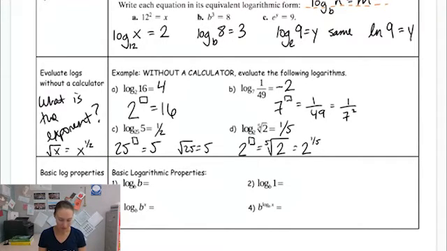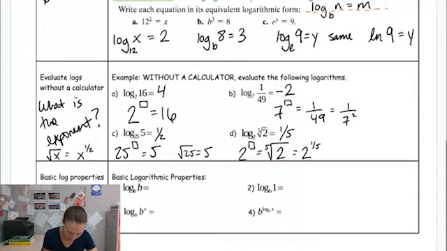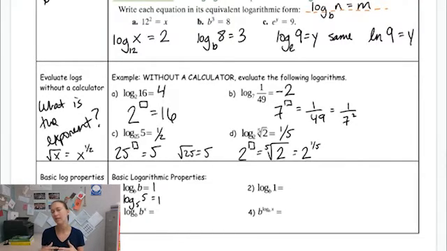All right, basic log properties. So log base b of b. So if the base is the same, for example, if I have log base 5 of 5, what is that going to equal? Remember, what's the exponent? 5 to the what exponent is 5? It's 1. So the log base b of b, whenever that base and the argument match, you're going to end up with just 1.